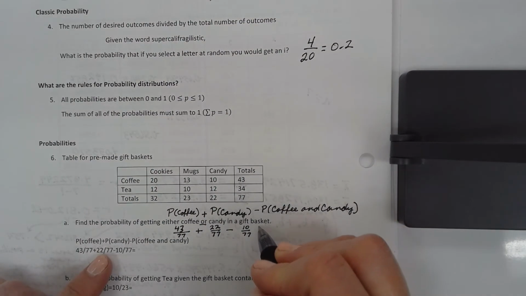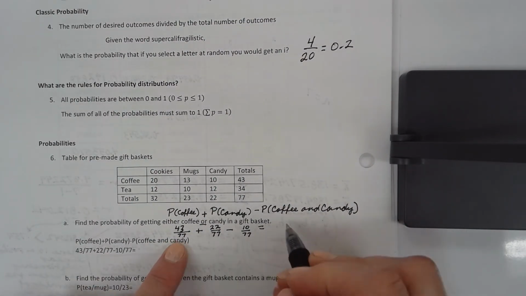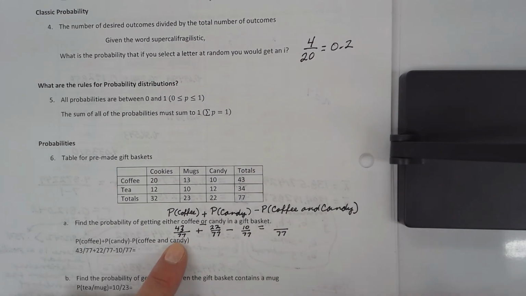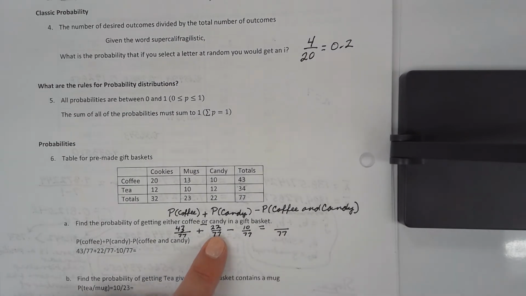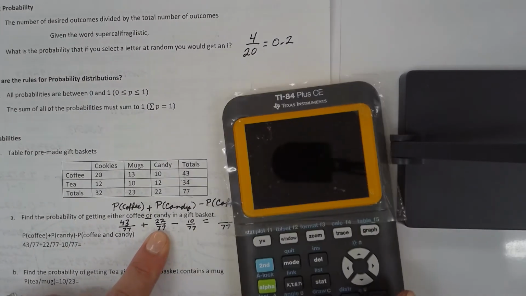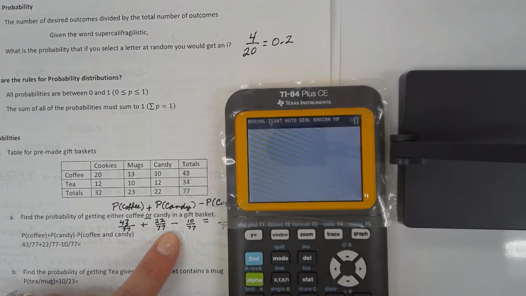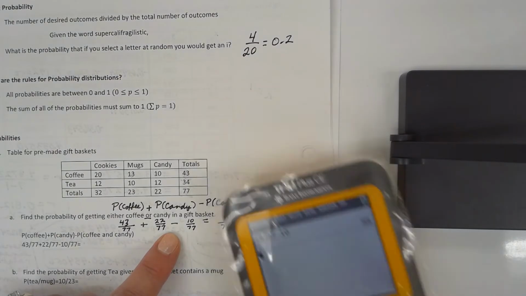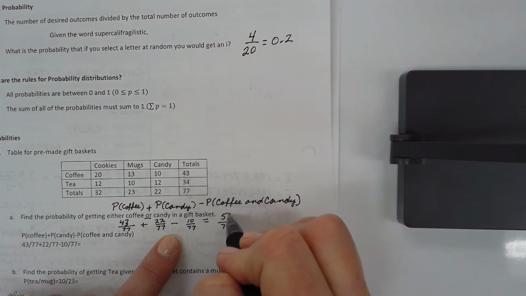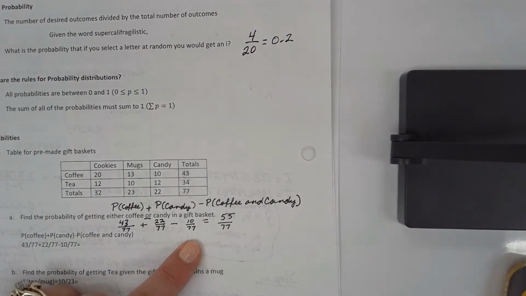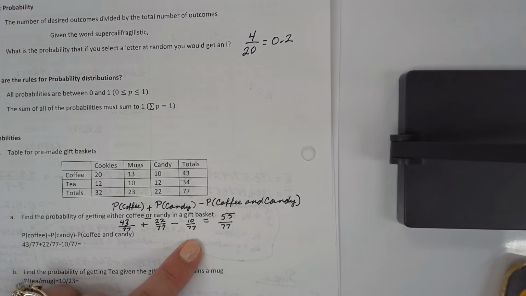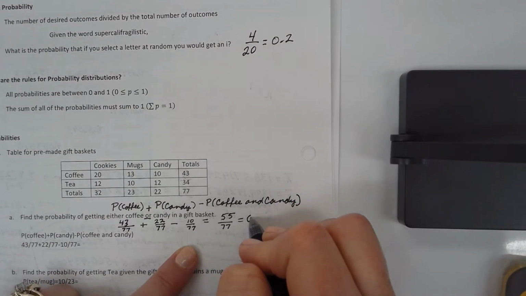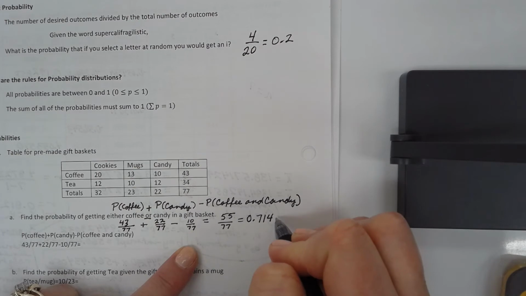All right, so 43, now since they have a common denominator, the answer will have the same denominator, and we just go ahead and add and subtract across the top. So 43 plus 22 minus 10. Okay, so 43 plus 22 minus 10. It's 55 over 77. Okay, and you can go ahead and divide that out. So 0.714286.